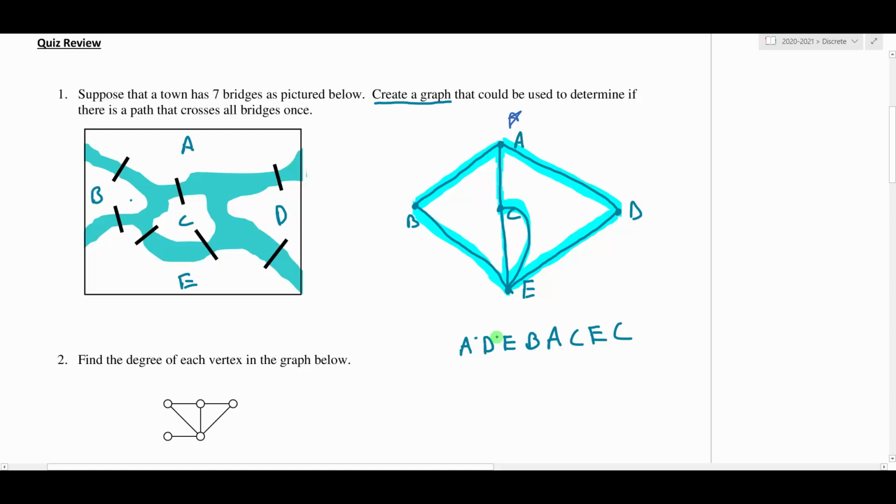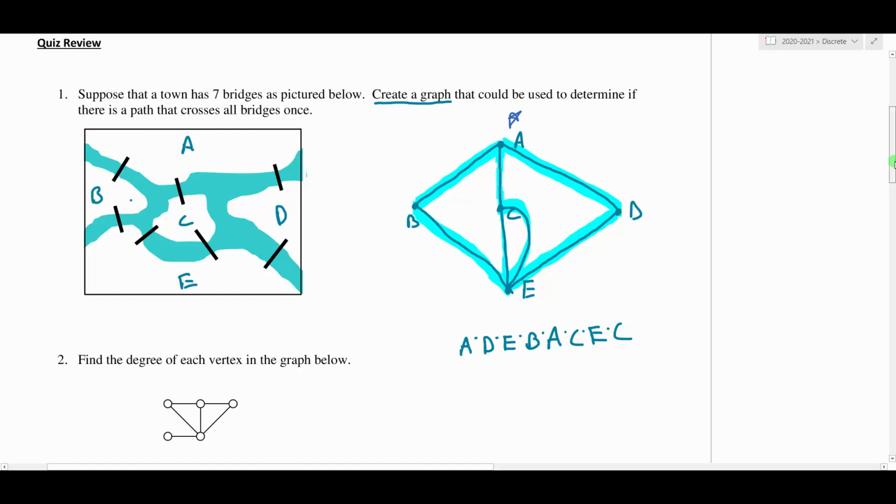So I think there's 1, 2, 3, 4, 5, 6, 7 bridges in my path that I described here, and I got 1, 2, 3, 4, 5, 6, 7 bridges. So I got them all. There we go. All right.